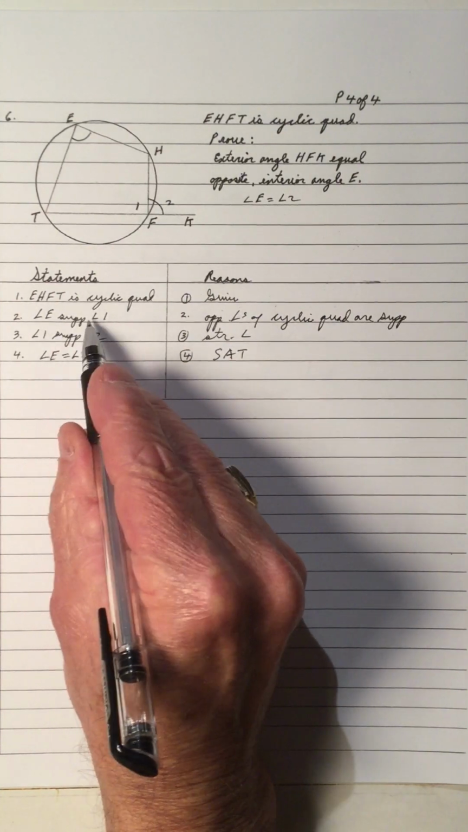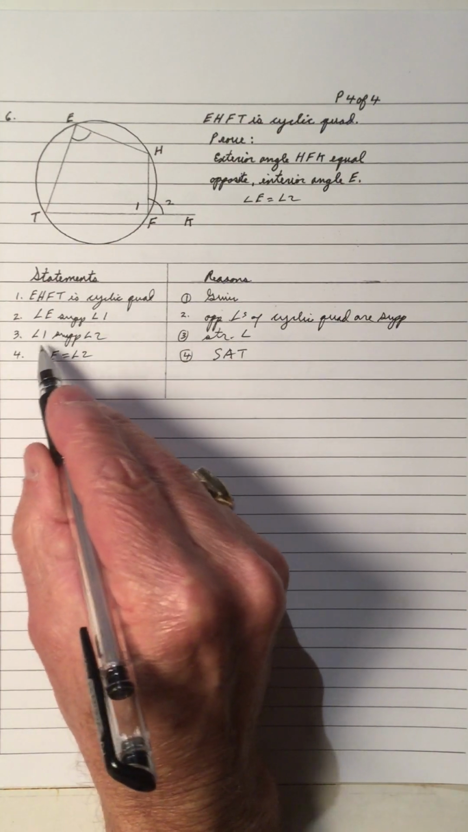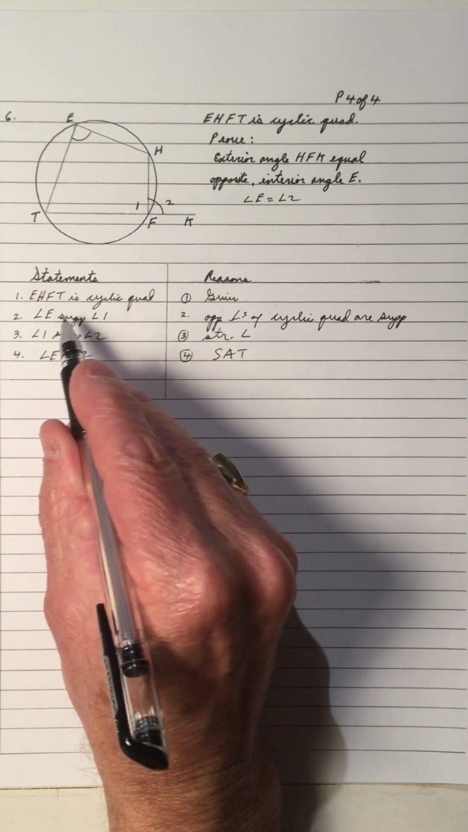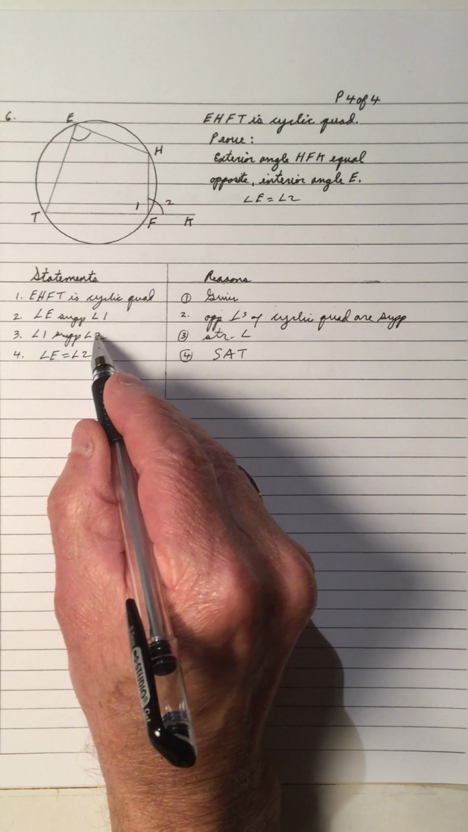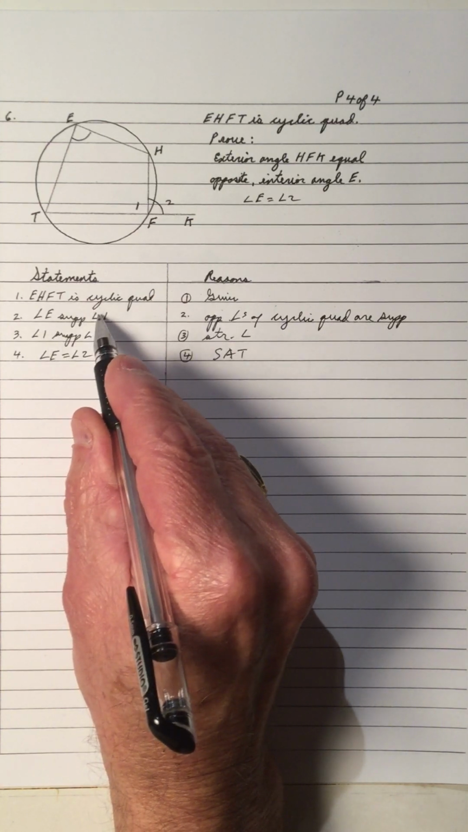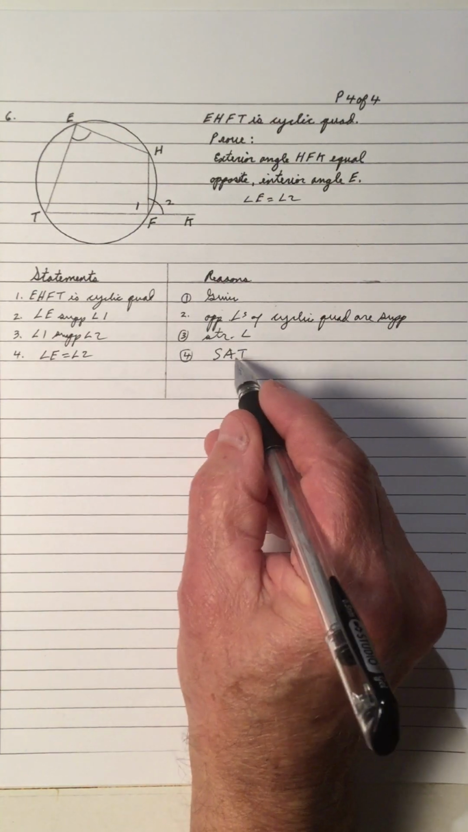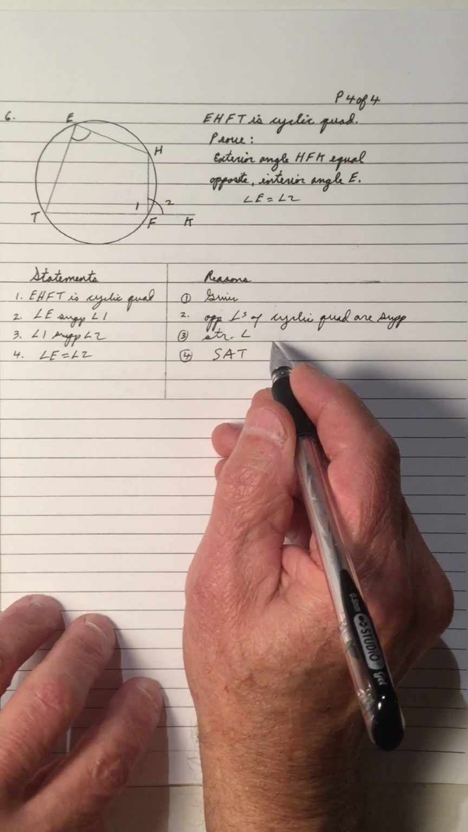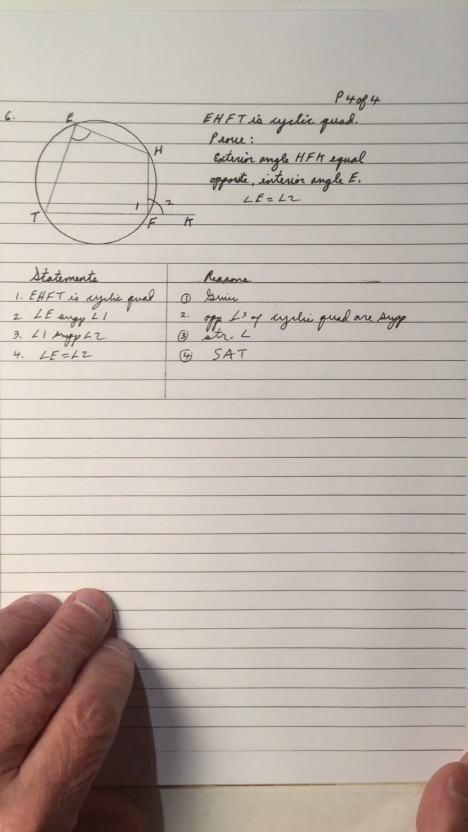These two pairs of angles, this pair is supplementary, this pair is supplementary, because E is supplementary to 1, and because 2 is supplementary to 1, they're both E and 2 supplementary to 1, so they're equal to each other by SAT, supplement angle theorem. And that's the proof done.